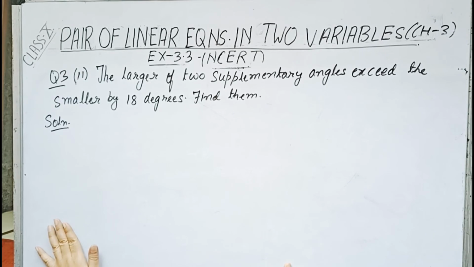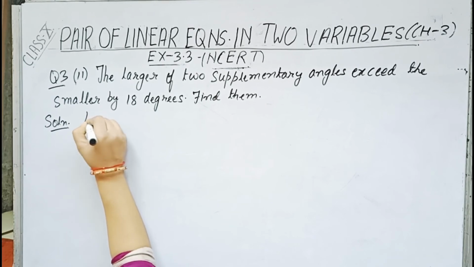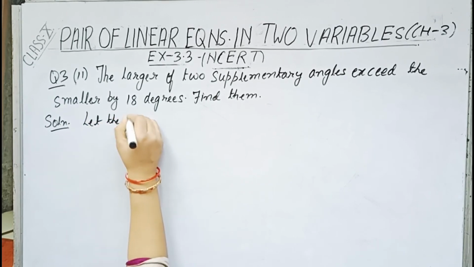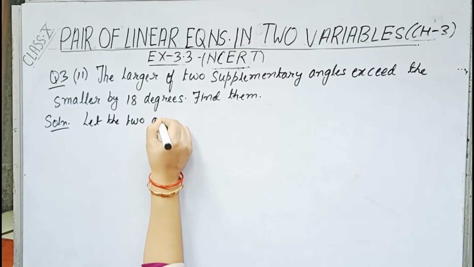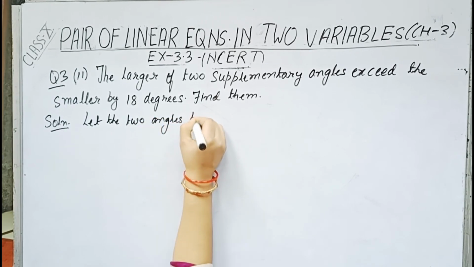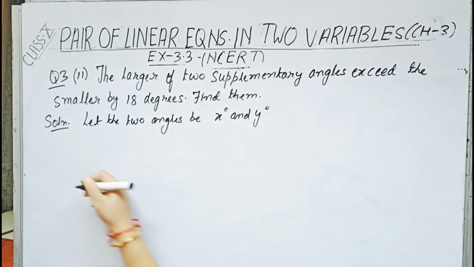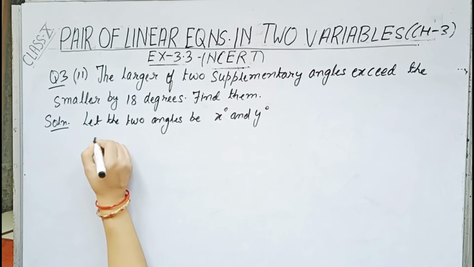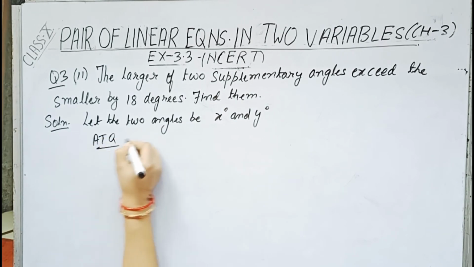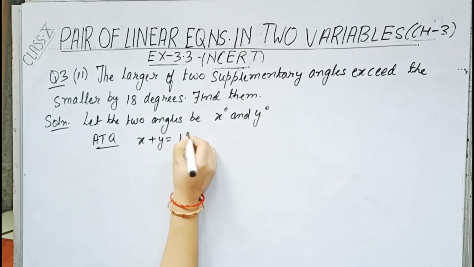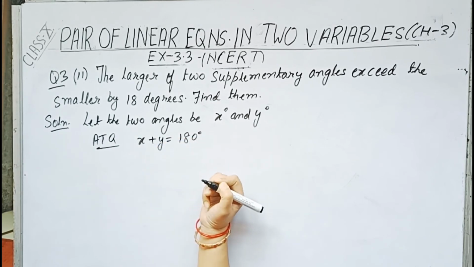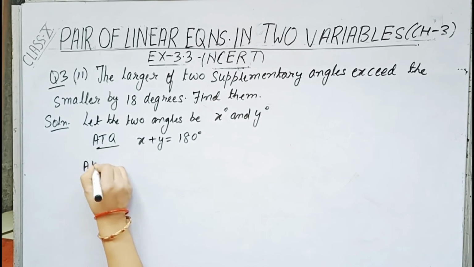Question number 3, subpart number 2: the larger of the two supplementary angles exceeds the smaller by 18 degrees. Find them. So let the two angles be x degrees and y degrees. Now they are supplementary angles. So according to the question, supplementary angles means their sum is 180 degrees. Now one more condition is given also.